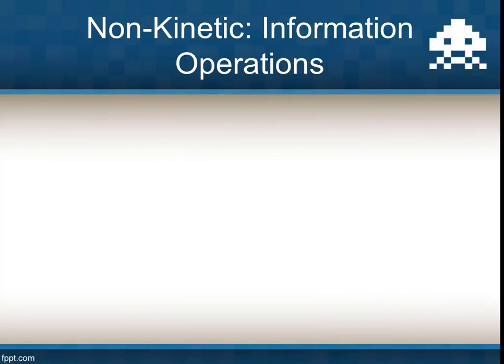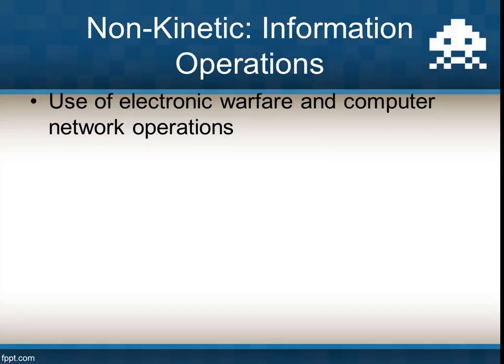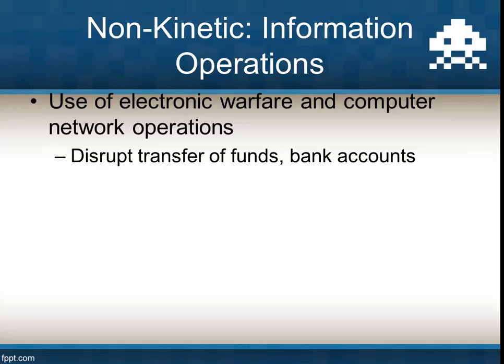The next non-kinetic approach is called information operations. This is the use of electronic warfare and computer network operations, and the emphasis here is the use of computers and technology. One way to use information operations is to disrupt transfer of funds or disrupt or freeze bank accounts. This can stop the support of illegal or terrorist organizations.